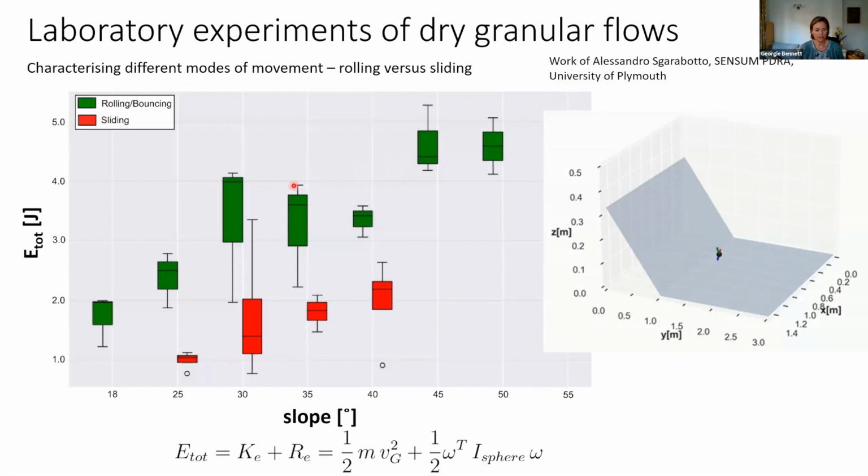They've been able to differentiate between rolling and bouncing behavior, shown in green here, and sliding behavior, shown in red. And this type of laboratory experimentation and characterization of different modes of movement will be critical for interpretation of the field data that we're starting to collect, and ultimately the design of alerts for hazardous movement and so forth moving forwards.